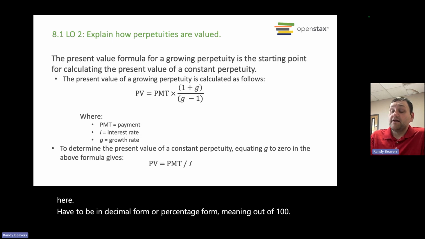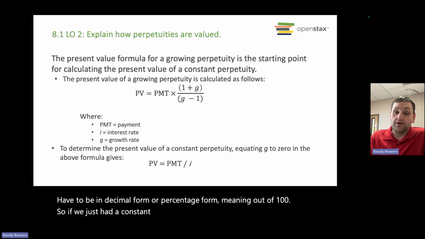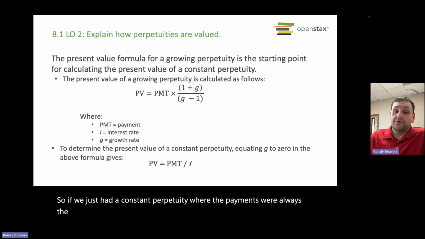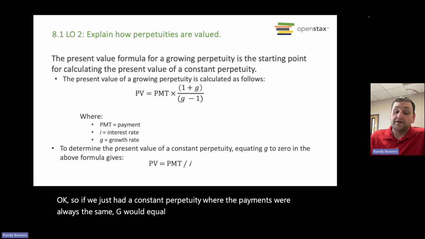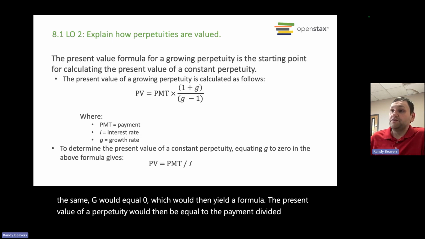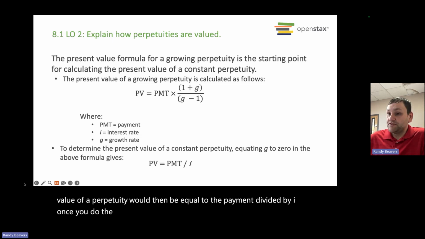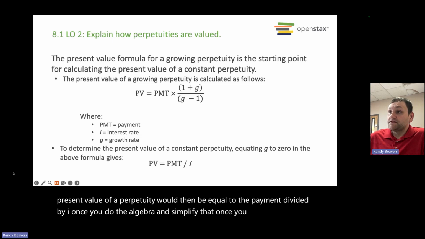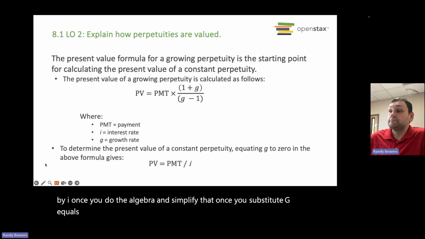So if we just had a constant perpetuity where the payments were always the same, G would equal 0, which would then yield a formula. The present value of a perpetuity would then be equal to the payment divided by I, once you do the algebra and simplify that, once you substitute G equals 0, okay?